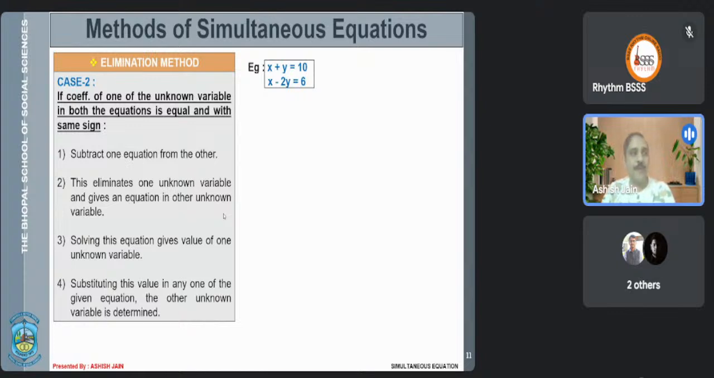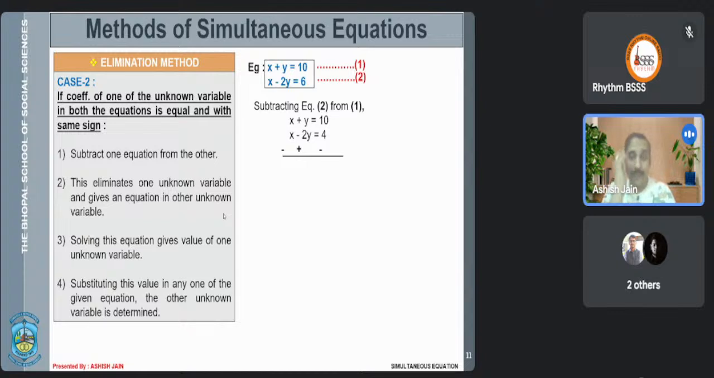If you compare the coefficient of x, the coefficient of x here is 1. Anything multiplied by 1 is that same number, so x can be written as 1 into x. Okay, so here the coefficient is same as well as their sign is also same. Both are positive 1. Okay, so in this case what we do, we subtract one equation from the other. So here I am subtracting equation number 2 from equation number 1.